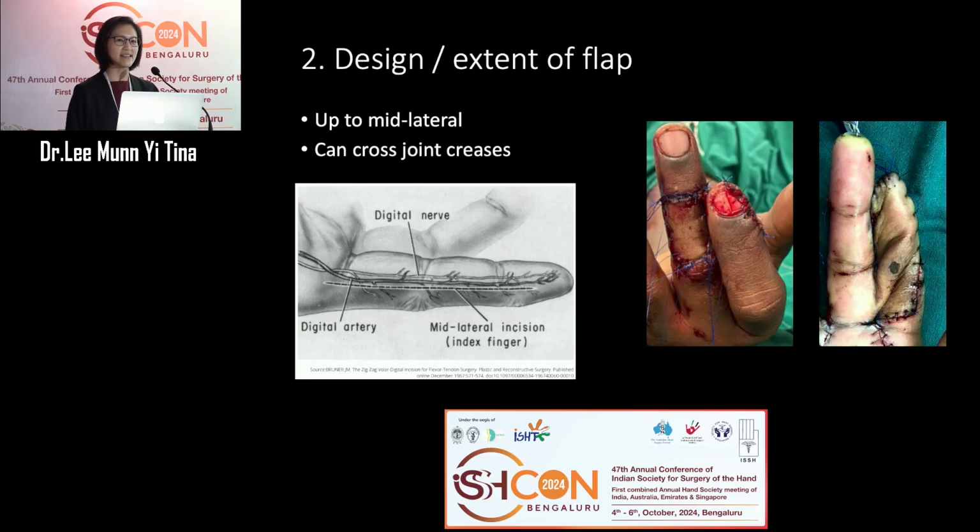Next, we go into the design and extent of the flap. The lateral extent of the flap can be up to the mid-lateral line, just dorsal to the neurovascular bundle on the other side. Taking the full width of the flap, number one, it encompasses the functional subunit. It also allows for further reach of the flap, so you can actually go all the way to the far corner of the digit. For example, in the left side picture that you can see, the cross-finger flap was used to cover the far side of the index finger. This also allows for better contouring because you have more flap availability. And as mentioned earlier, it is okay to cross joint creases.